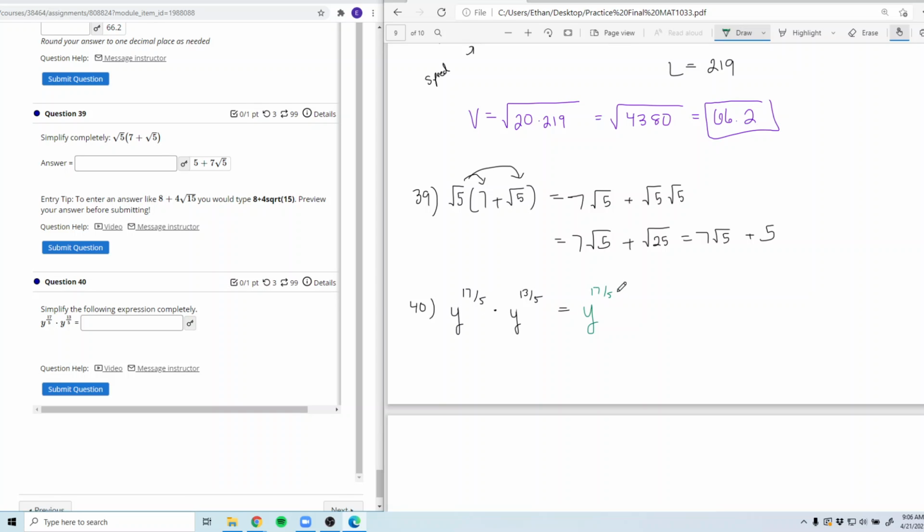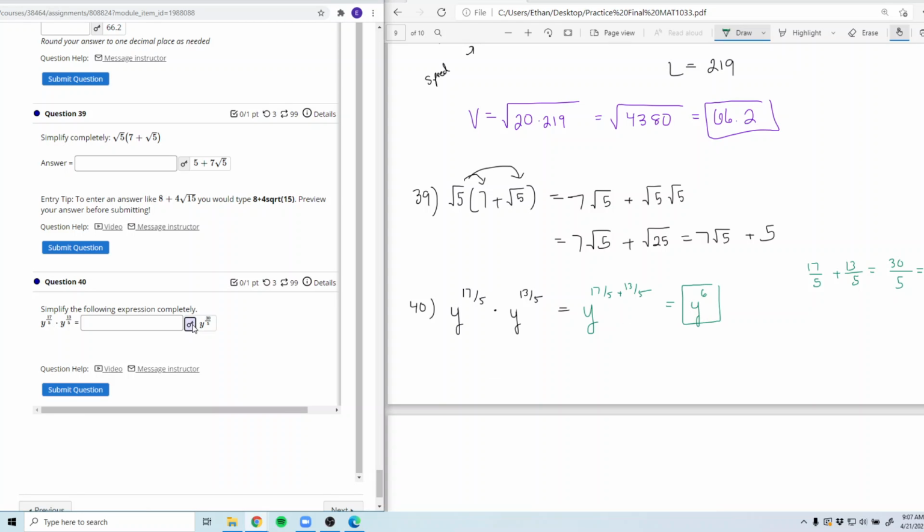17 over 5 plus 13 over 5. Now, what you want to remember when you're adding a fraction here, kind of do it on the side so it's a little easier to read. We already have a common denominator, which means we can just add the numerators and write it over the common denominator. 17 plus 13 is 30. 30 over 5 is 6. So in fact, this exponent on y simplifies to just 6, and that's all there is.